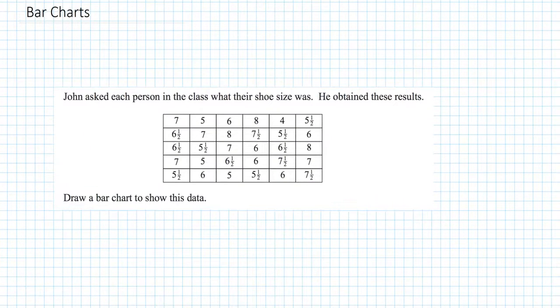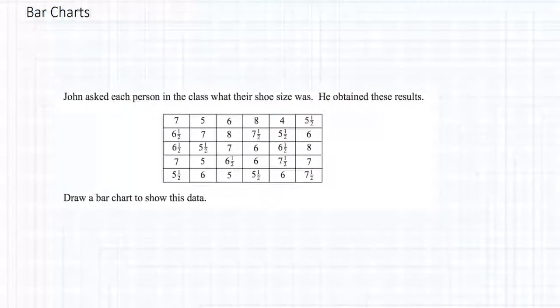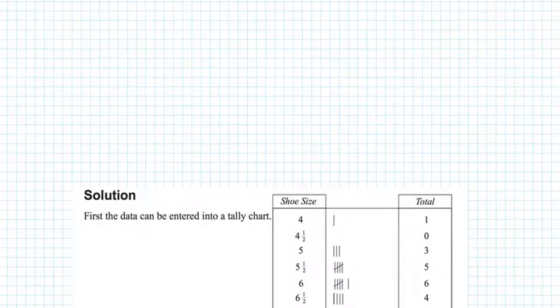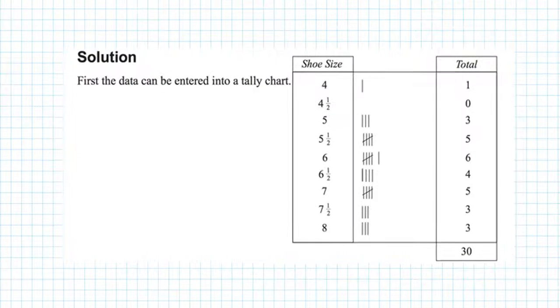So the first thing we've got to do is to look at this data and create a tally chart to figure out the frequencies. Because when we draw a bar chart, we want to know how many people have a size 8 or a 6.5, and so on. Okay, so we've got to count them up first. That is done with a tally chart, and I'm not going to explain that. That's in a previous video, but it is going to look something like this.